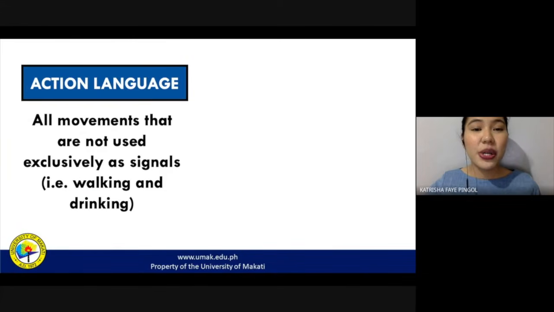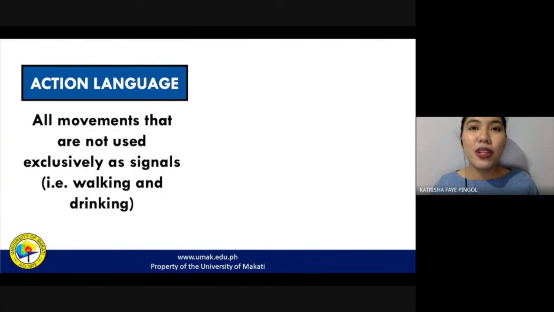The second category is what we refer to as action language. How is this different from sign language? In sign language, there is a specific meaning already assigned to that particular action. So when you do this, it already means A, for example. In action language, these are movements that are not used exclusively as signals. What do we mean by action language?